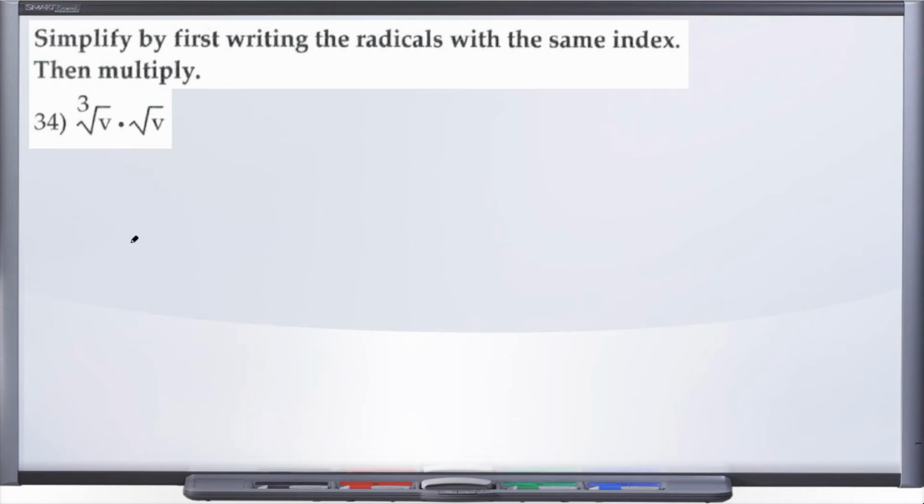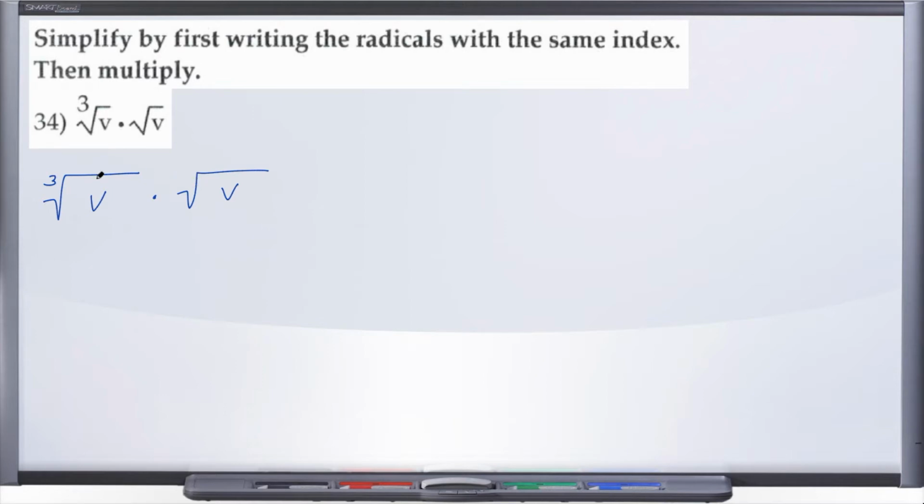All right, so as we take a look here at number 34, almost identical to number 33, just some things have been changed around, but we're still simplifying by first writing the radicals with the same index and then multiplying. So we've been given the cube root of v, as in Victor, and are asked to multiply that by the square root of v, as in Victor.